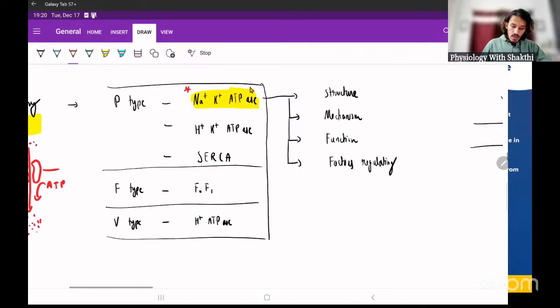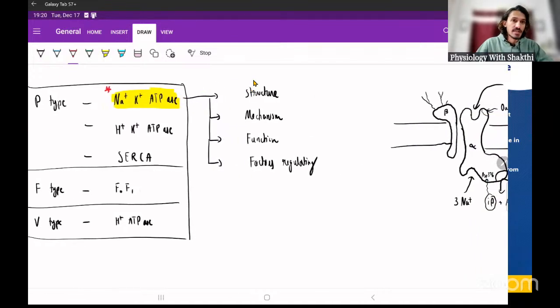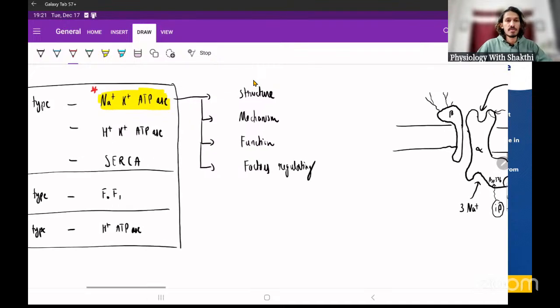Okay, so if sodium potassium ATPase is asked as a short note, what are the headings under which you have to cover this? One, talk about its structure. What is the structure of sodium potassium ATPase? Two, how is the mechanism of that? What are the functions of sodium potassium ATPase? What are the factors regulating?